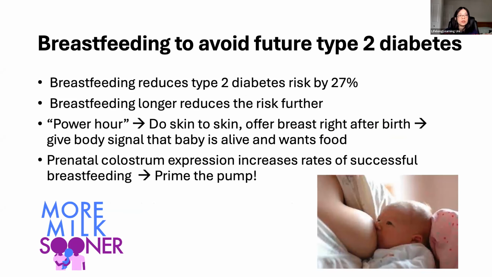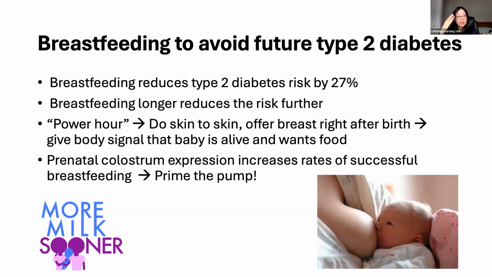And just a couple words on breastfeeding to avoid future type 2 diabetes. Breastfeeding actually reduces the risk of type 2 diabetes by around 30%. And we know that the longer and the more that people breastfeed, that further reduces the risk of future type 2 diabetes. And there's something called the power hour. A lot of patients will say, well, I want to breastfeed, but I don't know how, or I had a bad experience in my past pregnancy. I want to give people 2 quick tips on how to more effectively prepare for breastfeeding.